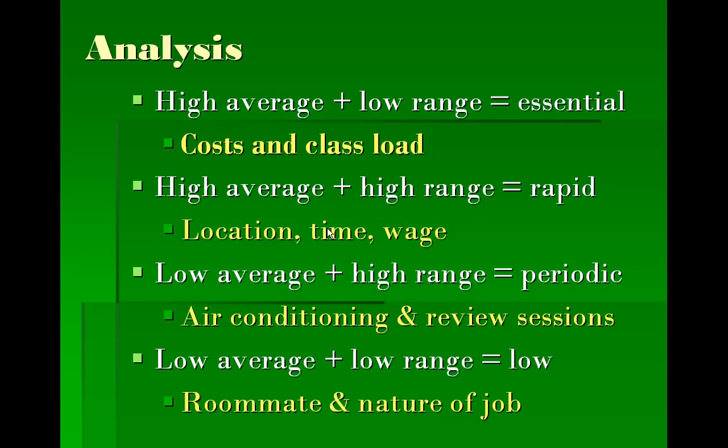Air conditioning and review sessions both had low averages and high ranges, classifying them under the periodic classification. One can limit this category to mere resource gathering, for these items are important in some but not many decisions. Thus, information under here is only collected when it is needed. Lastly, roommate situation and the nature of the job both had low averages and low range results, classifying them under low classification, which we can then ignore.